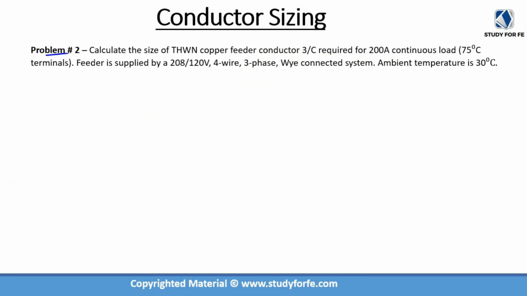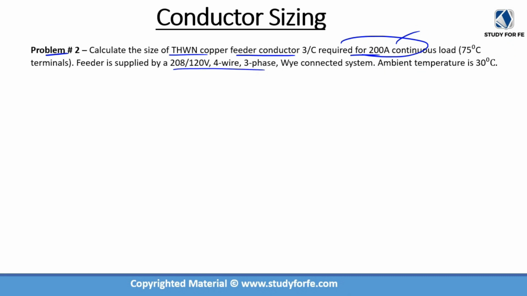Problem number two deals with a feeder conductor. We are being asked to calculate the size of THWN copper conductor, which is required for 200 amp continuous load. Now, in this case, we don't need to calculate the ampacity because it is directly given to us. In the previous problem, we had to calculate what that current loading was, and then we had to account for the 1.25. We still have to account for 1.25 because it's a continuous load.